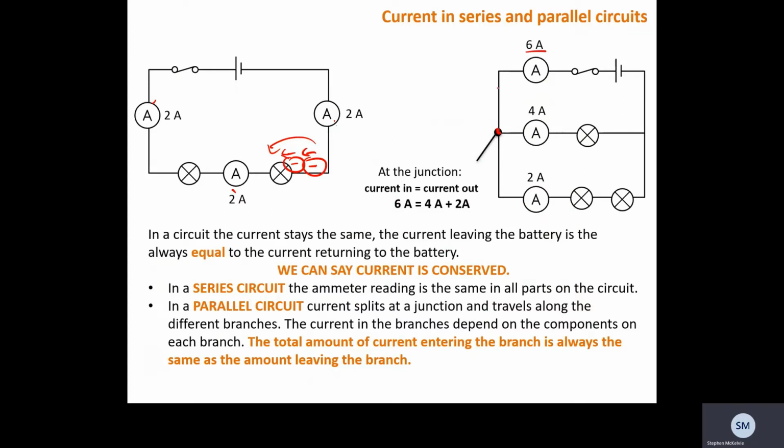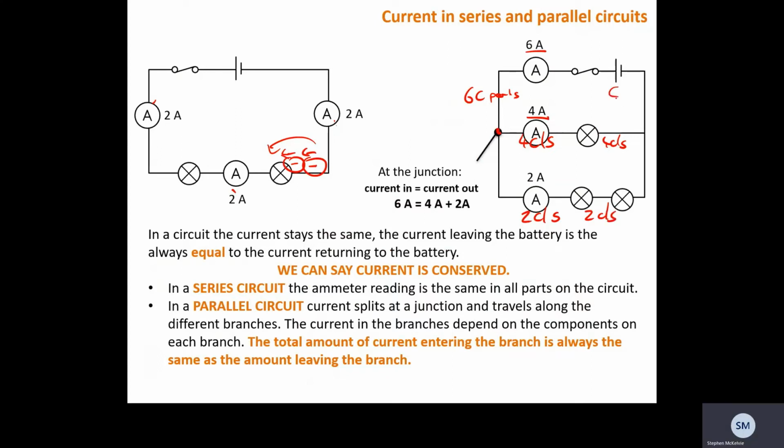So this is 6 amps. This means I've got 6 coulombs for every 1 second of time. This is 4 amps, meaning 4 coulombs per second are passing through that branch. This is 2 amps, meaning 2 coulombs per second are passing through that branch. The total amount of current entering the branch is always the same as the amount leaving the branch. If there's 4 coulombs per second here, there'll be 4 coulombs per second here. If there's 2 coulombs per second here, there'll be 2 coulombs per second there as well.